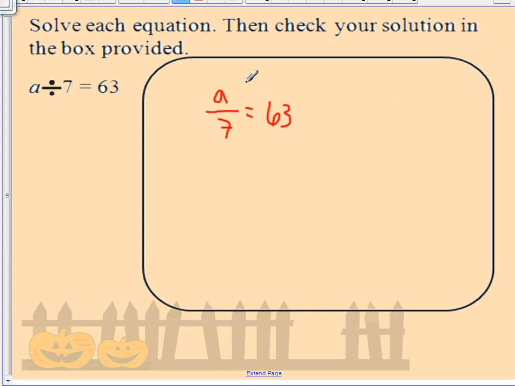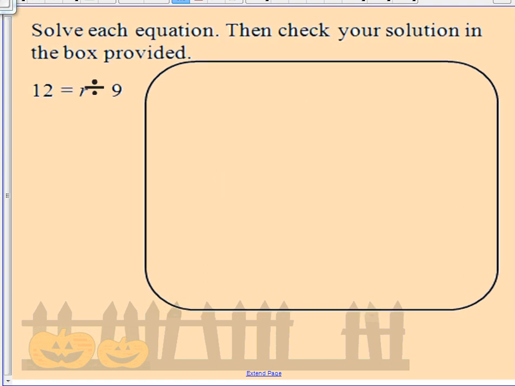Now the relationship between a and 7 is division. So I'm going to do the inverse operation of that relationship, which is multiplication. So I'm going to multiply by 7 and multiply by 7. My 7's cancel out because 7 divided by 7 is 1. So a equals 63 times 7, which is 441. Okay? I'm going to do one last example before I let you go.